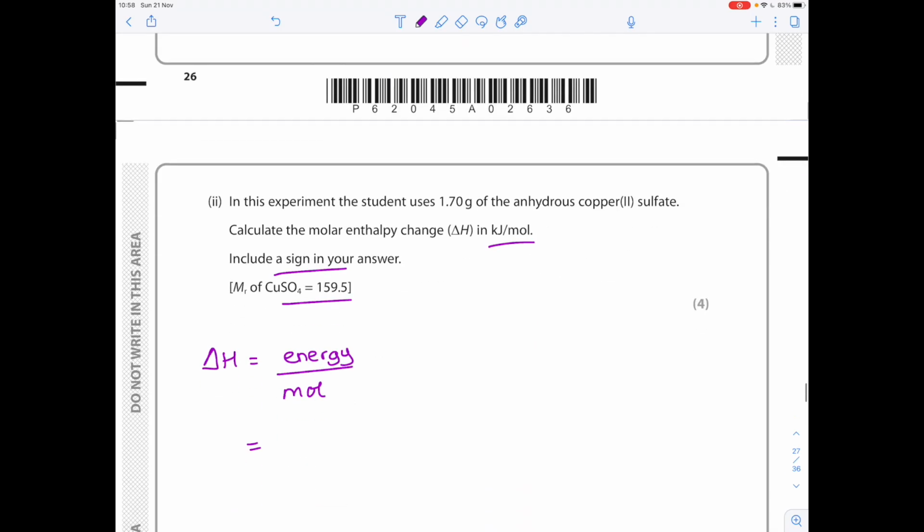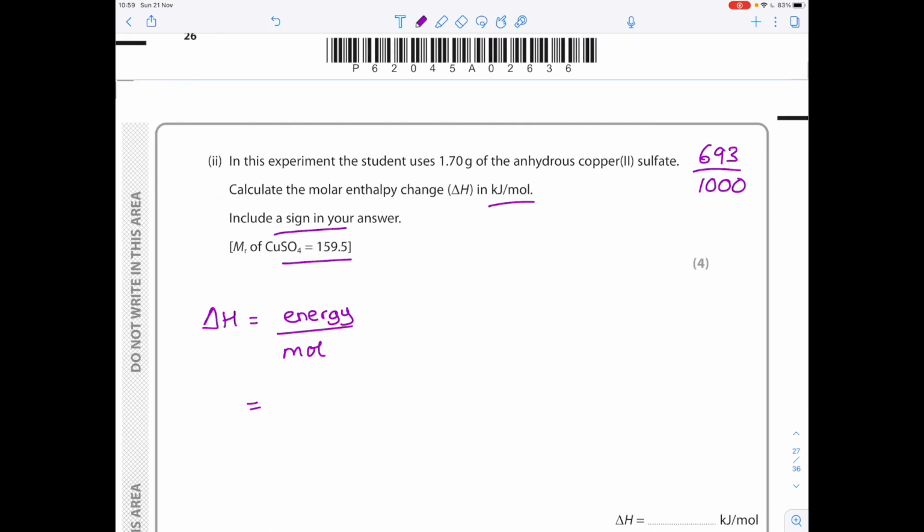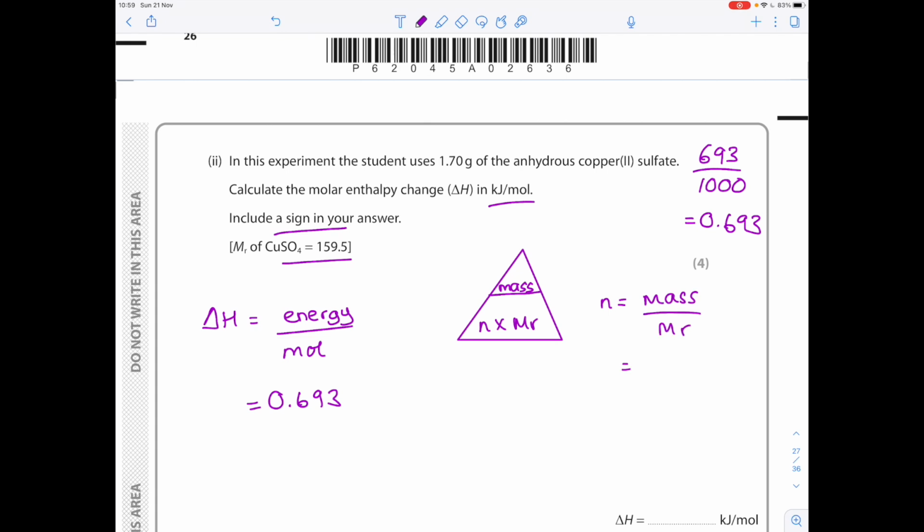So we know the energy, because we've just calculated it, is 693. Remember, that needs dividing by 1,000 to get it into kilojoules. And then obviously we need to find the number of moles. We're going to use this formula triangle. So we can see that number of moles is mass divided by MR. We've been told that the mass of anhydrous copper sulfate is 1.7. The MR we've been told here is 159.5.